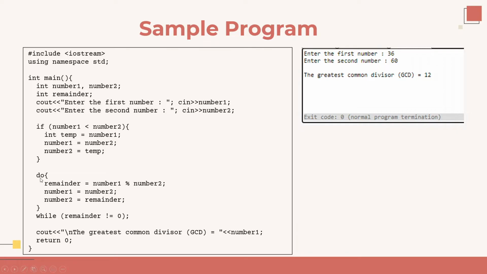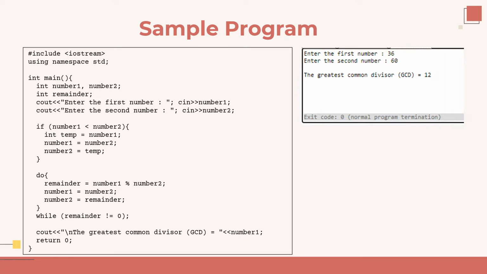And then do: set the value of remainder to the result of number 1 modulo number 2. And change the value of number 1 to the value of number 2. And then change the value of number 2 to the value of remainder. And then while, and then the condition, we check the condition. If the value of remainder is not equal to 0, then we execute this statement again. But if the value of remainder is 0, the statement is not executed. And then we print the result. The greatest common divisor, or GCD, is equal to number 1.